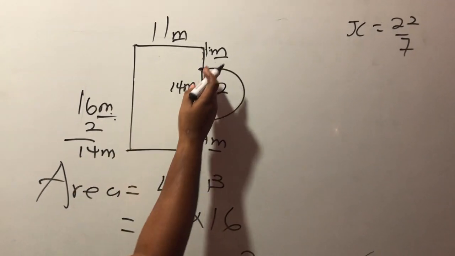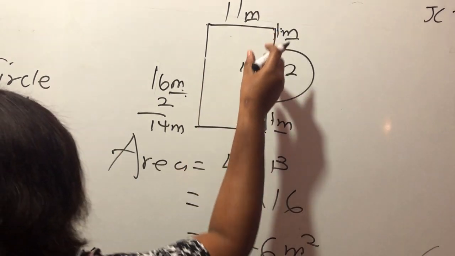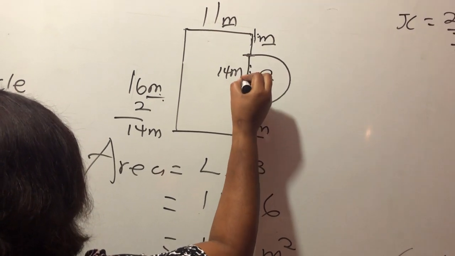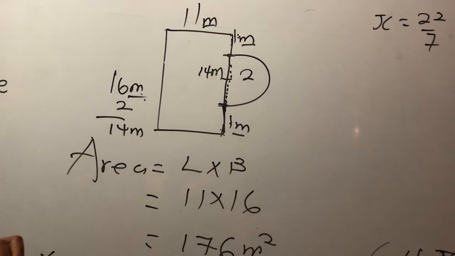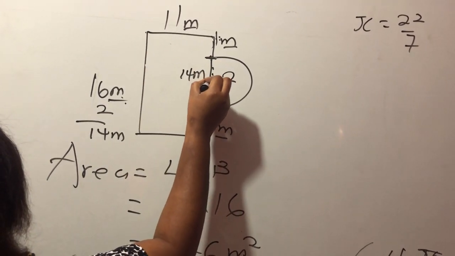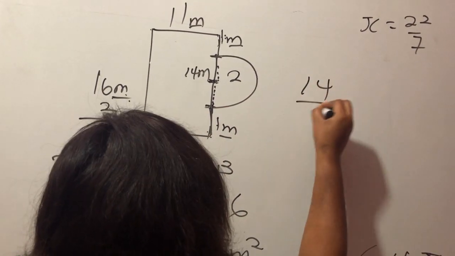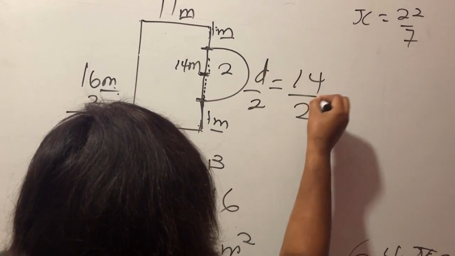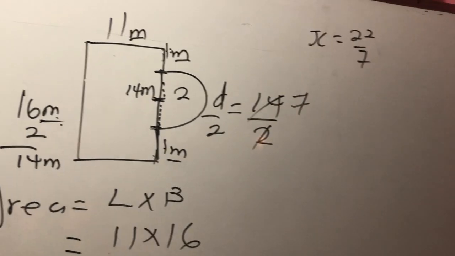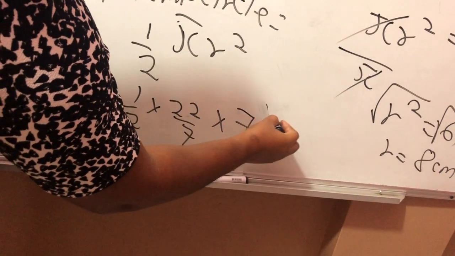Is that the radius of the semicircle? No. Don't be confused. Just because it's half doesn't make it the radius. It is the diameter of the semicircle. So you have to find the radius. The radius of the semicircle will start from here to the middle of the semicircle. I hope you understand. So from here to here is 14. The radius is from here to the middle of the circle. You know how to find the radius. It's diameter over 2. D over 2. So this here is 7. So the radius of our semicircle is 7 meters. So we put it here, 7 squared or 7 times 7.